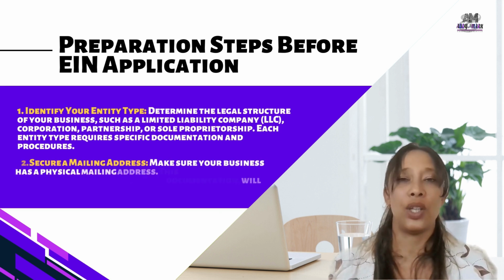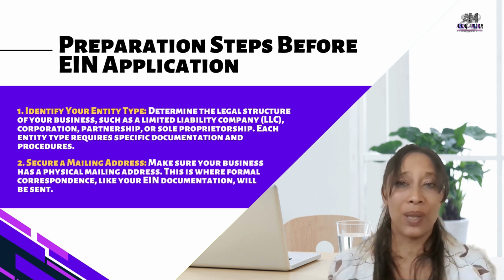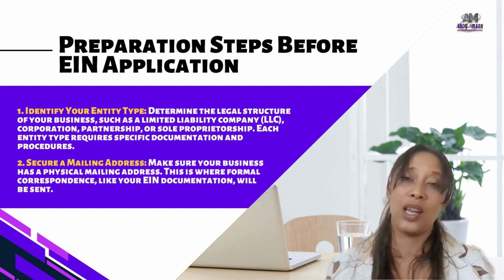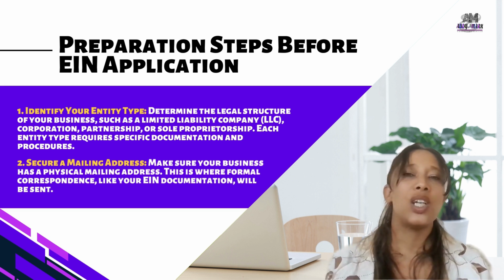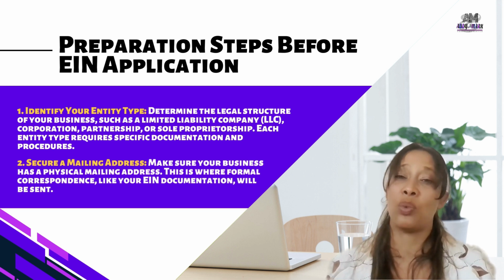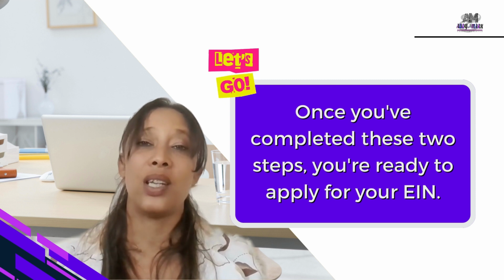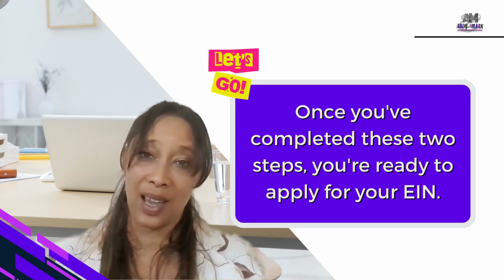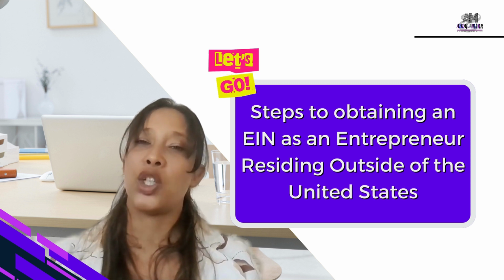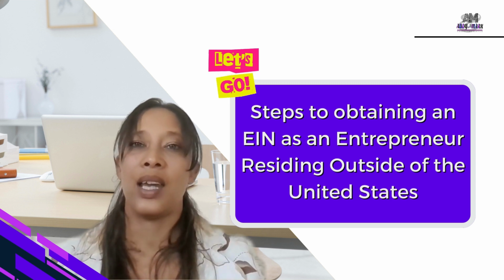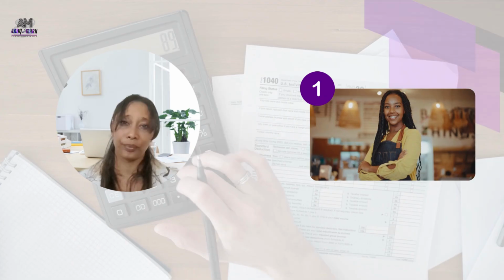The second thing that you need to do is you need to secure a mailing address. You need to make sure that your business has a physical mailing address, because this is where all formal or legal correspondence, just like your EIN documentation, will be sent to. Now, once you have completed those 2 steps, you're ready to start applying for your EIN. So what we're going to do next is we are going to go over the steps that you need to take in obtaining an EIN as an entrepreneur residing outside the United States.